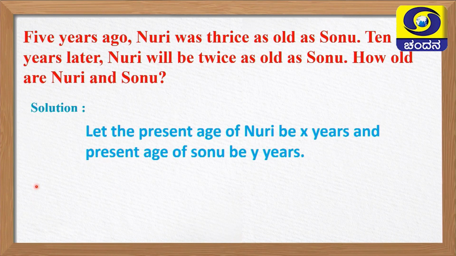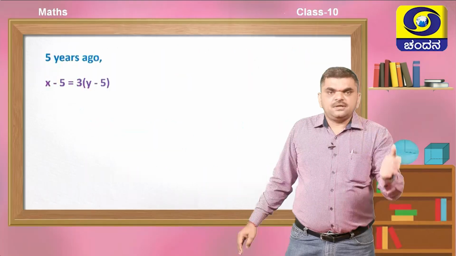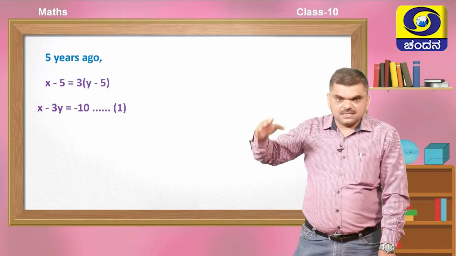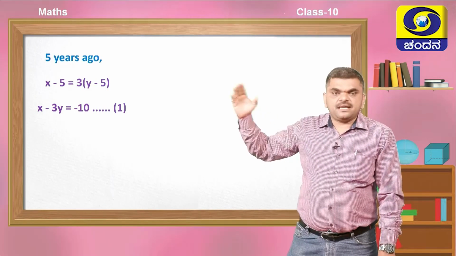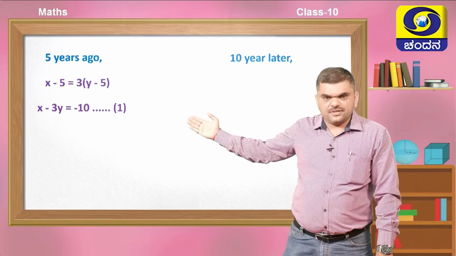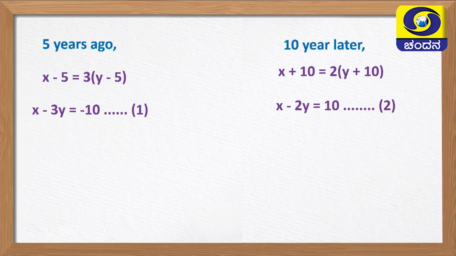Again I am stressing, let the present age of Noori be x years and the present age of Sonu be y years. The condition, 5 years ago Noori was thrice as old as Sonu. So, Noori's age x minus 5 is equal to 3 into y minus 5. On simplification, x minus 3y is equal to minus 10. This is the first equation. Just 3y minus 15. When I send plus 5 to the right side, it becomes minus 10. So, x minus 3y is equal to minus 10. Assume this as equation number 1.